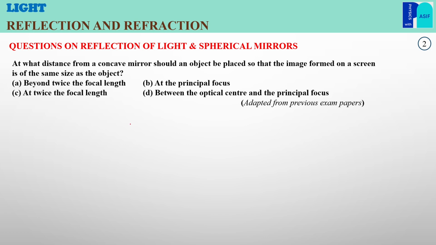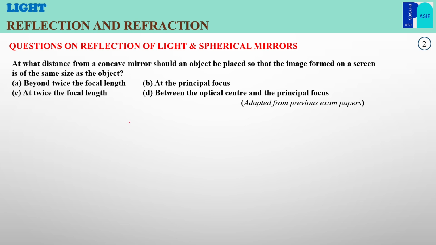We know that when the object is placed at infinity in front of a concave mirror, the image of the object is formed at the principal focus and it is real, diminished and inverted. And as the object moves towards the concave mirror, the size of the image increases and the image moves away from the concave mirror.